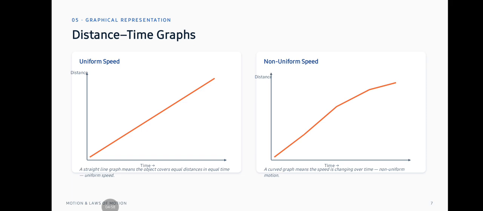We'll go through the graph, that is the distance time graph, for uniform speed as well as non-uniform speed. You can see on my screen it has given uniform speed distance versus time and non-uniform speed distance versus time. In uniform speed, a straight line graph means the object covers equal distance in equal time. In non-uniform speed, a curved graph means the speed is changing over time.